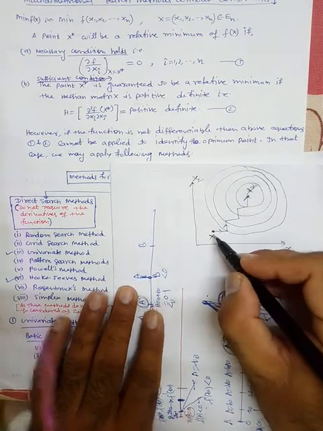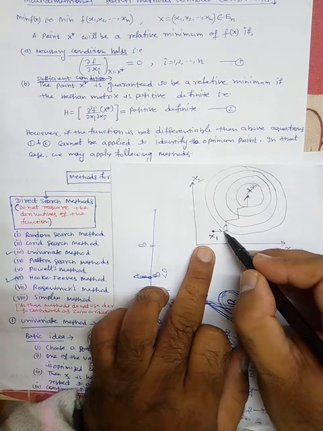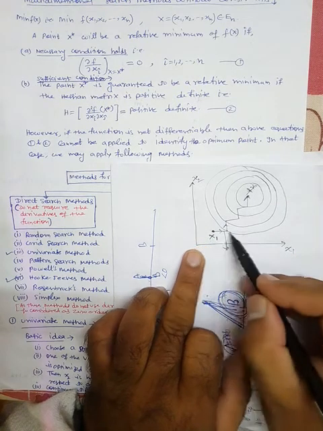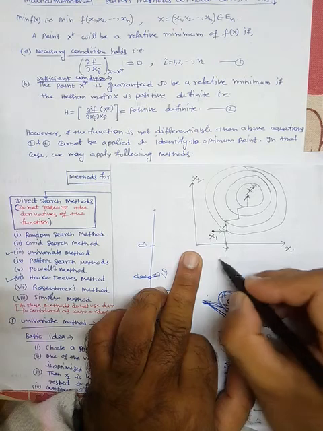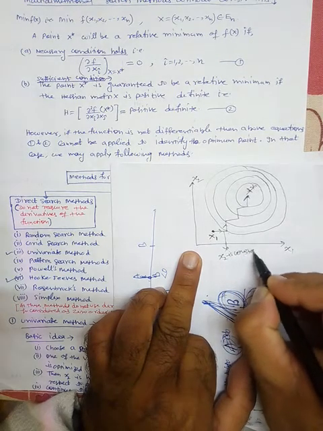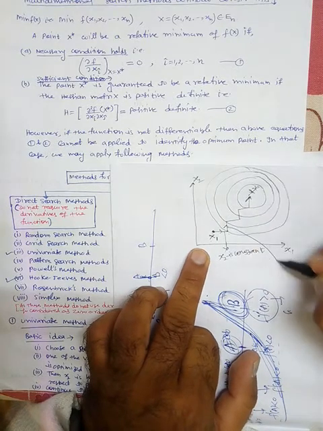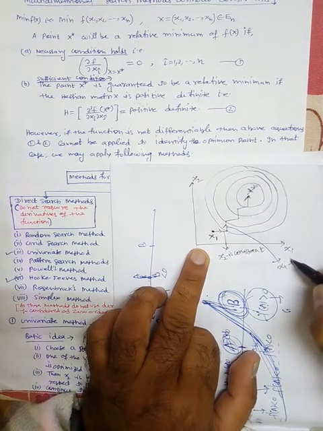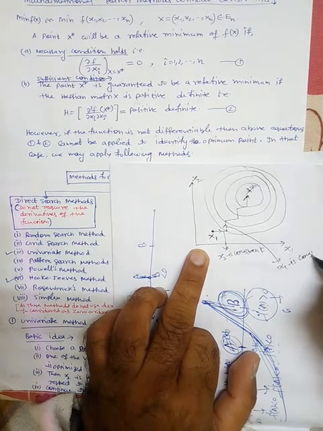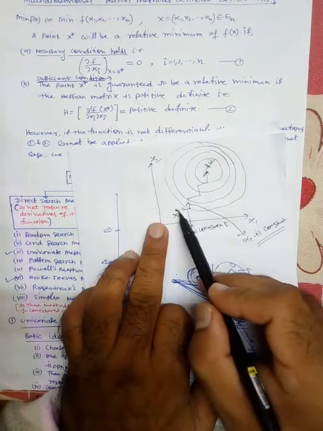So we will move x1 to this point, where in this movement from here to here x2 is constant. From here to here x1 is constant. So this is the meaning of univariate.